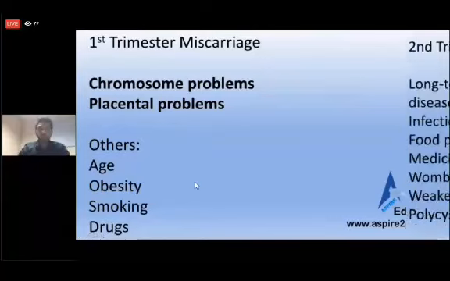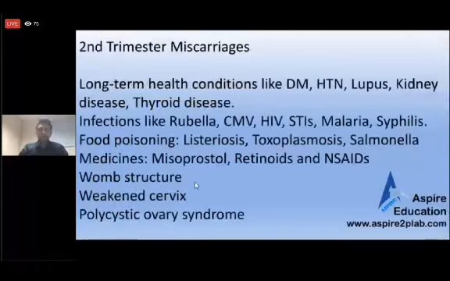So second trimester, long-term health conditions, diabetes, hypertension, lupus, kidney disease, thyroid, infections like rubella, CMV, food poisoning, any medications, misoprostol, and structure of the womb, weakened cervix, and polycystic ovarian syndrome.